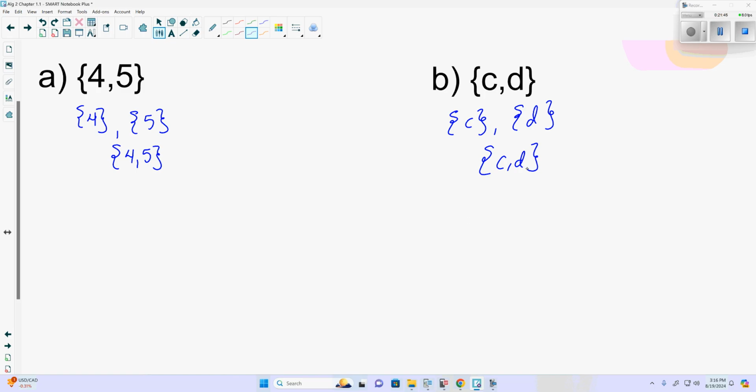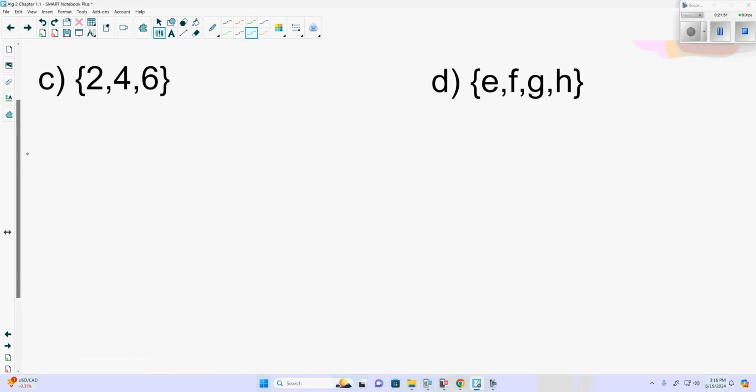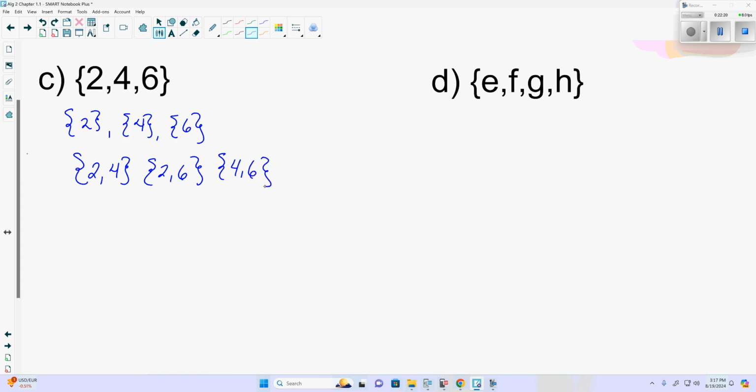So let's change it from 2 elements, 2 terms, to 3. So what's one of our subsets? The set containing 2, and then 4, and then 6. So that's all of our 1 term. We can do 2, 4, 6. So let's do 2, 4. 2, 6. 4, 6. And then lastly, 2, 4, 6.